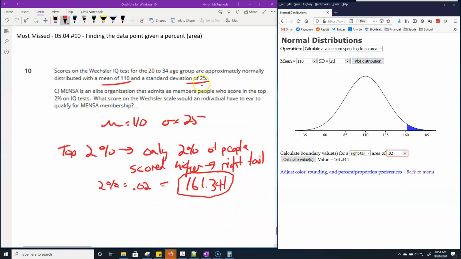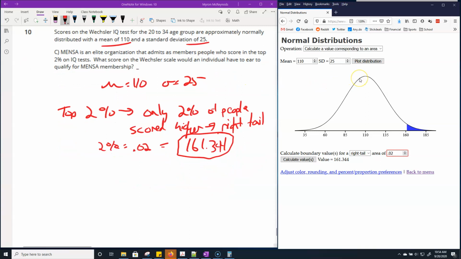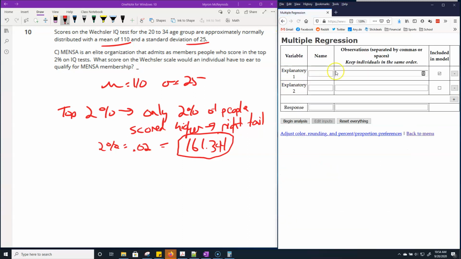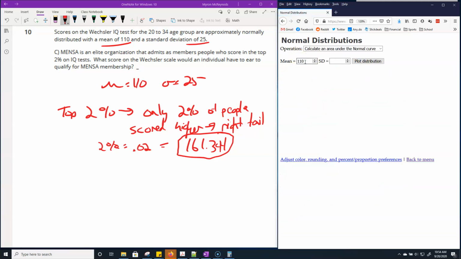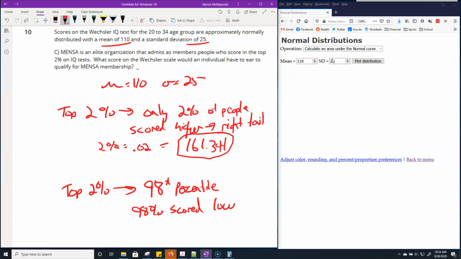Now I want to show you something else here and show you how to use percentile. It's the same thing as top 2% is the 98th percentile. So I want you to think of it like that. So I'm going to do the normal distribution again with 110 and 25. And I want to show you these are kind of the same thing because the top 2% means only 2% of people scored higher. That's the same thing as the 98th percentile, which means 98% scored lower. And that would be left tail. And I wanted to show you kind of how these work with each other. Just kind of show you conceptually that the 98th percentile is the same thing as the top 2%.